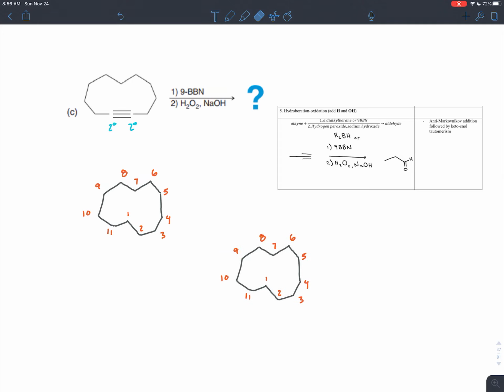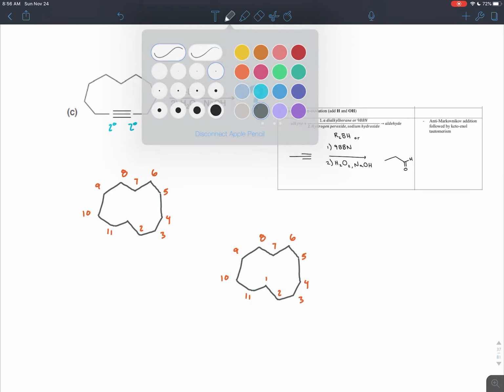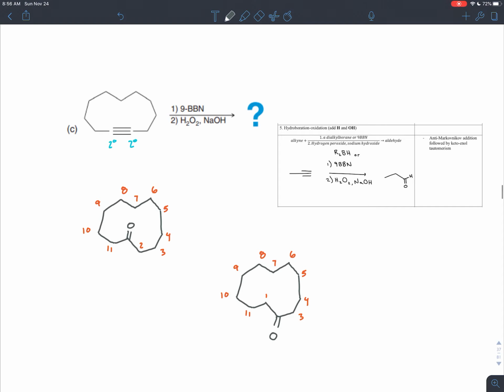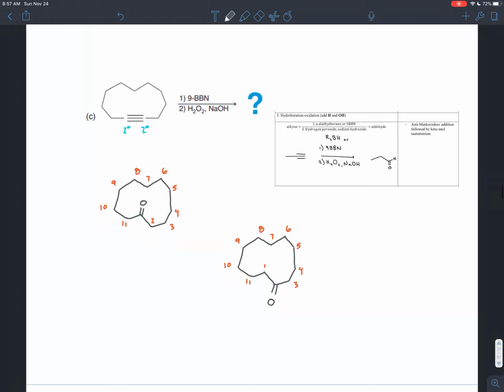But if you want to just cover your bases, you can put it on carbon number 1 or on carbon number 2. Either way, those molecules are the same. They have the same number of carbons going around on each side. But those are the possible products that you get here. Now notice we didn't technically get an aldehyde on this one, but that's because we didn't have a terminal alkyne. So you'll get an aldehyde if you have a terminal alkyne. If you have an internal alkyne, then you'll end up getting this ketone. So that's an interesting thing to note.